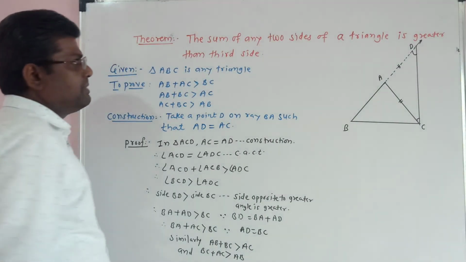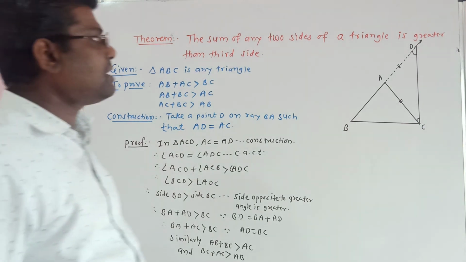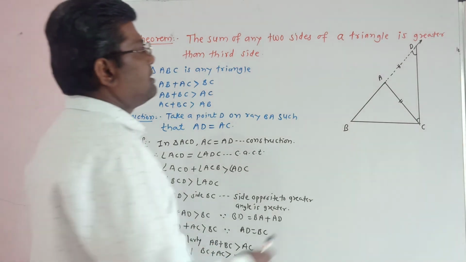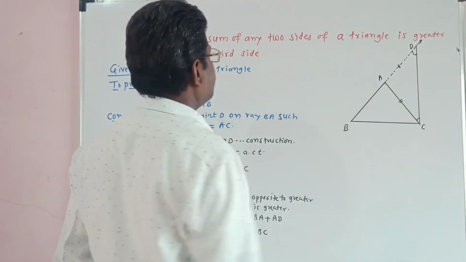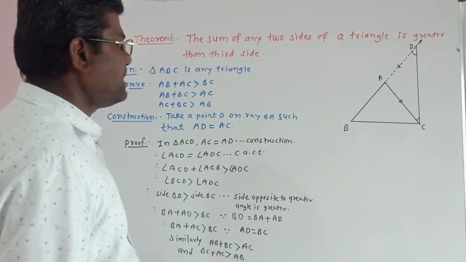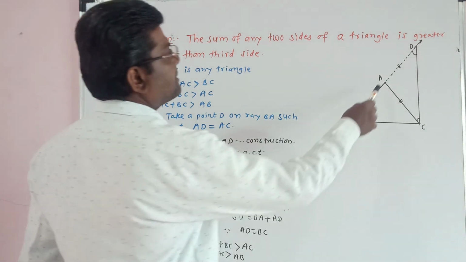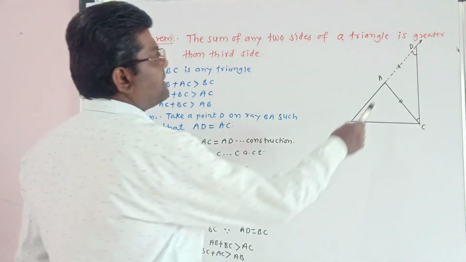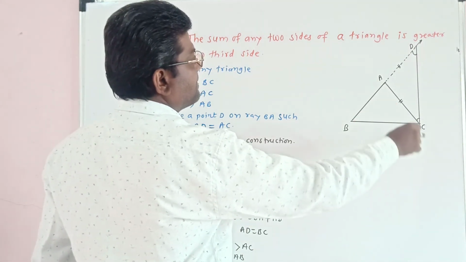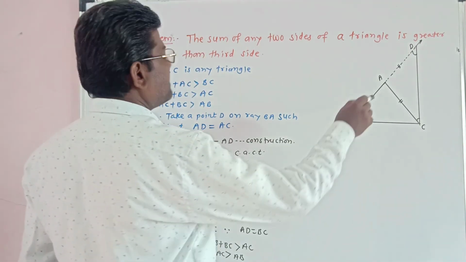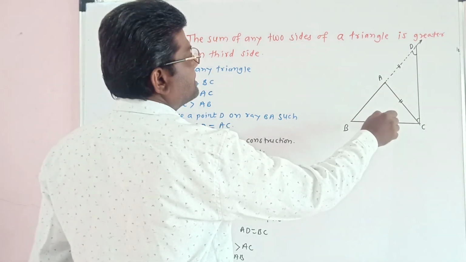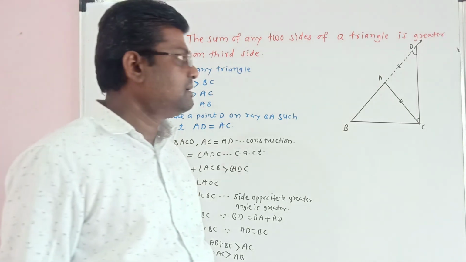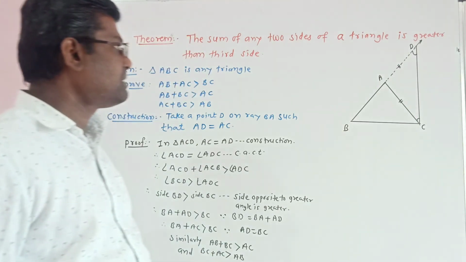Now the next theorem is: the sum of any two sides of a triangle is greater than the third side. Triangle ABC is any triangle, and we have to prove that AB plus AC is greater than BC, AB plus BC is greater than AC, and AC plus BC is greater than AB. The sum of any two sides of a triangle is greater than the third side.